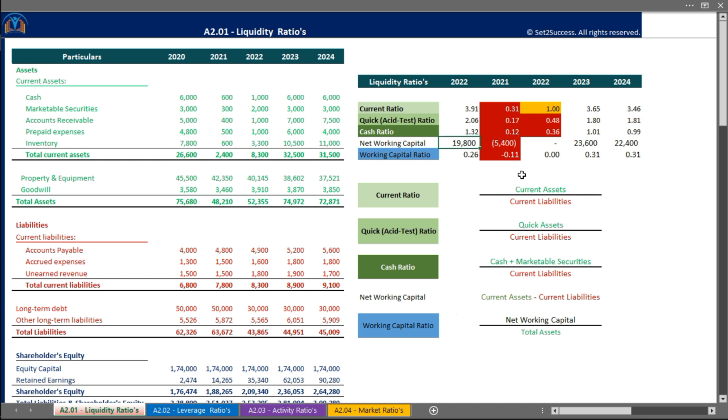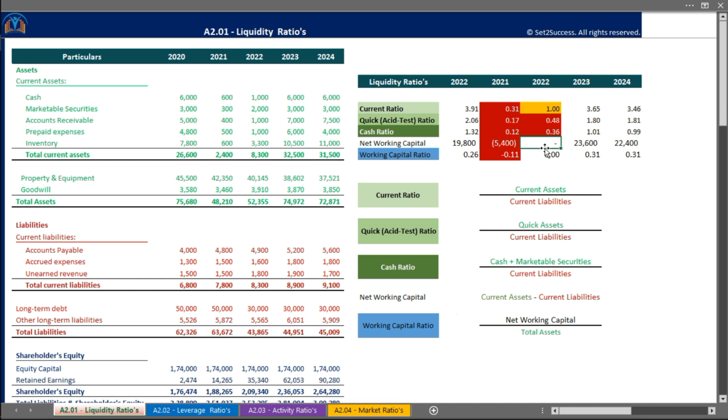So what is net working capital? Net working capital is the difference between current assets and current liabilities. So here by paying 6,800, what is remaining with you? The remaining is 19,800. Here why is it minus? Because the current liabilities are high and you don't have enough current assets. This means you need 5,400, you have to get 5,400 from somebody else to pay.